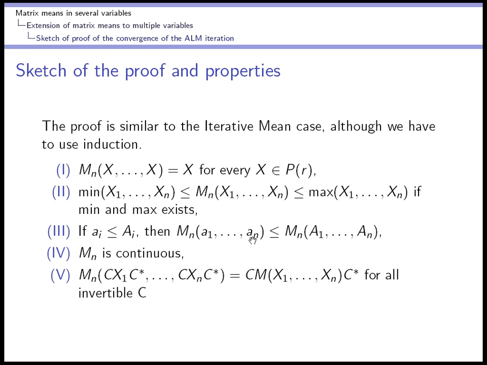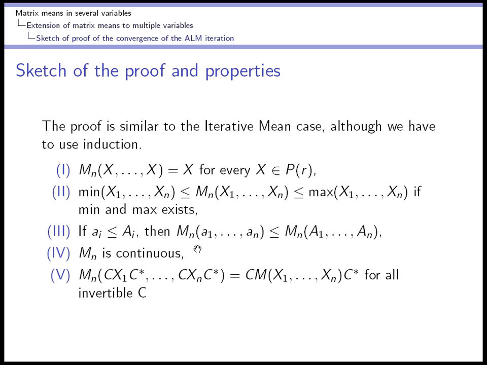What are the properties? We are going to skip the proof again because of the time limit. We have the same properties as in the case of the iterative mean. So we have that the n-mean of the same matrices is again the same matrix. We have again the in-betweenness property and monotonicity, continuity, and transformer equality. And again, continuity is proved as a consequence of properties 3 and 5 together. All the other properties are proved inductively.